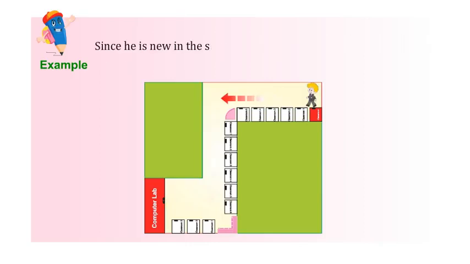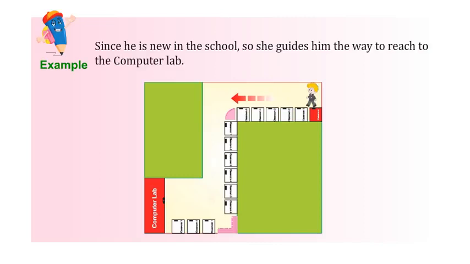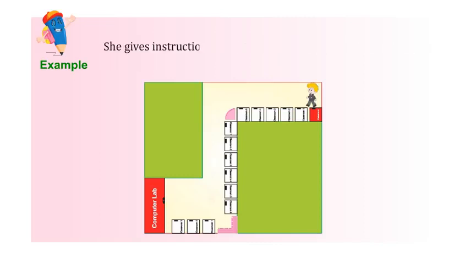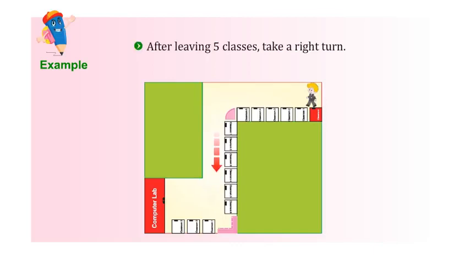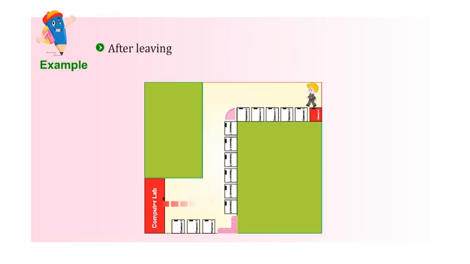Since he is new in the school, she guides him the way to reach the computer lab. She gives instructions to Kabir in the following manner. Move left from the class and go straight. After leaving 5 classes, take a right turn. Move forward and after leaving 6 classes, take a left turn. After leaving 3 classes, you will reach the computer lab.